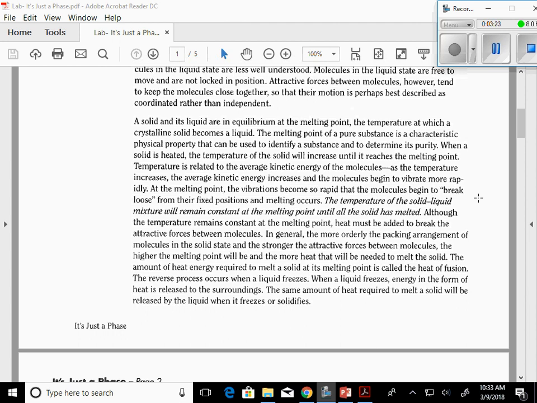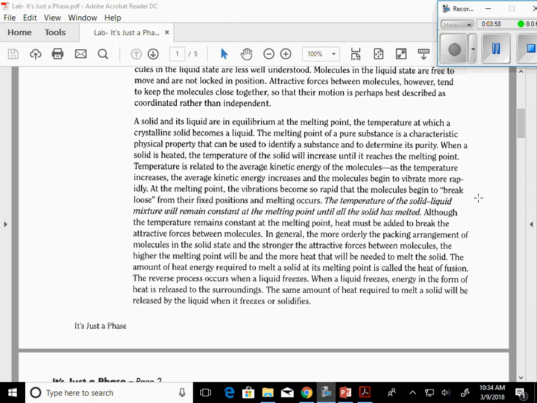Although the temperature is constant, we still have heat that must be added to break the attractive forces between the molecules. The more orderly the packing arrangement of molecules in the solid state, the stronger those attractive forces are. So in the solid state, the attractive forces between molecules are stronger. They need heat to break those forces and melt the solid.